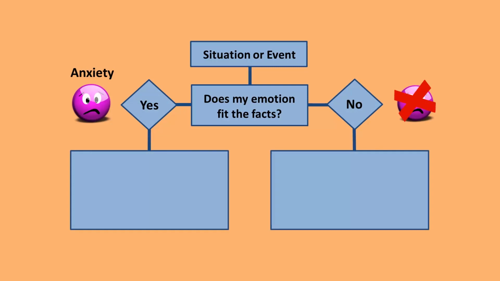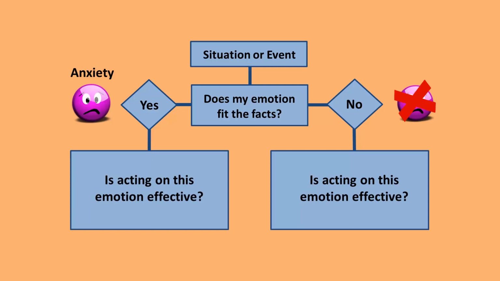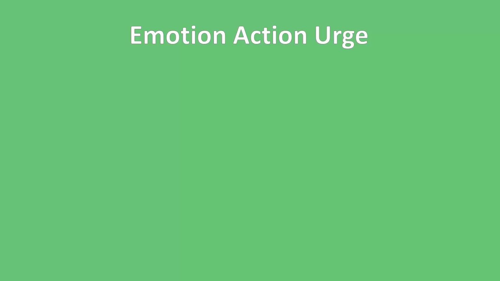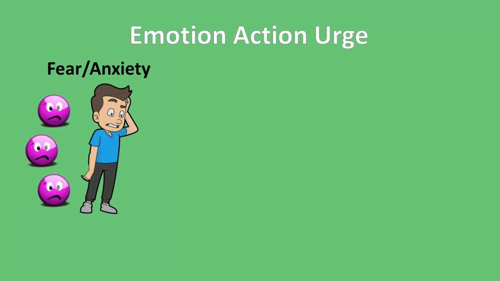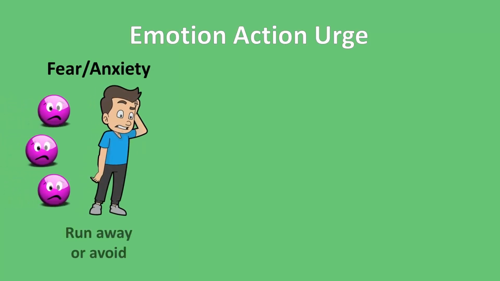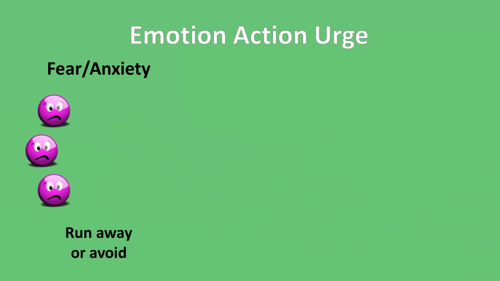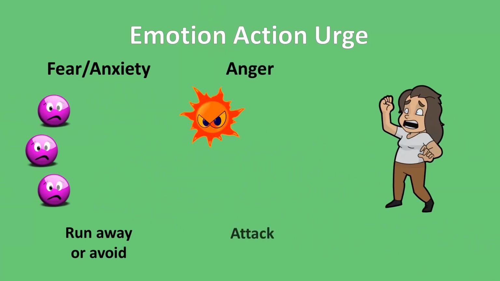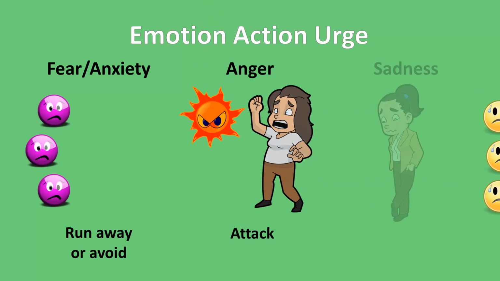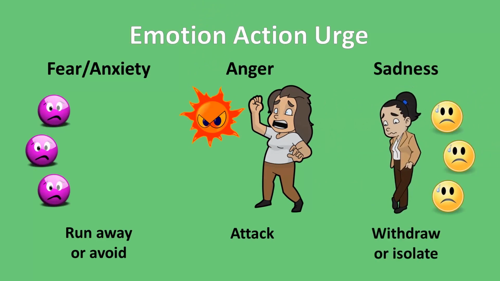And either way, the next question we ask ourselves is, is acting on this emotion effective or helpful to me? So what do we mean by this? Every emotion has an action urge, some action or behavior the emotion makes us feel like doing. So for fear or anxiety, the urge is to run away and avoid. For anger, the urge is to attack. For sadness, the urge is to withdraw or isolate ourselves, and so on.